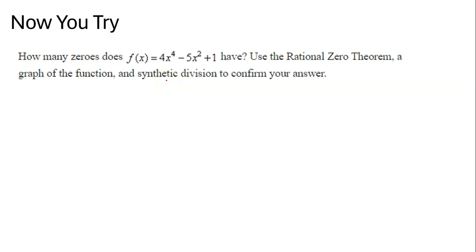So if we flip to the now you try, it says how many zeros does this have? Well, I know that there are 4 total zeros because it's a degree of 4. Use the rational zero theorem and a graph of the function in synthetic division to confirm your answer. So rational zero theorem.